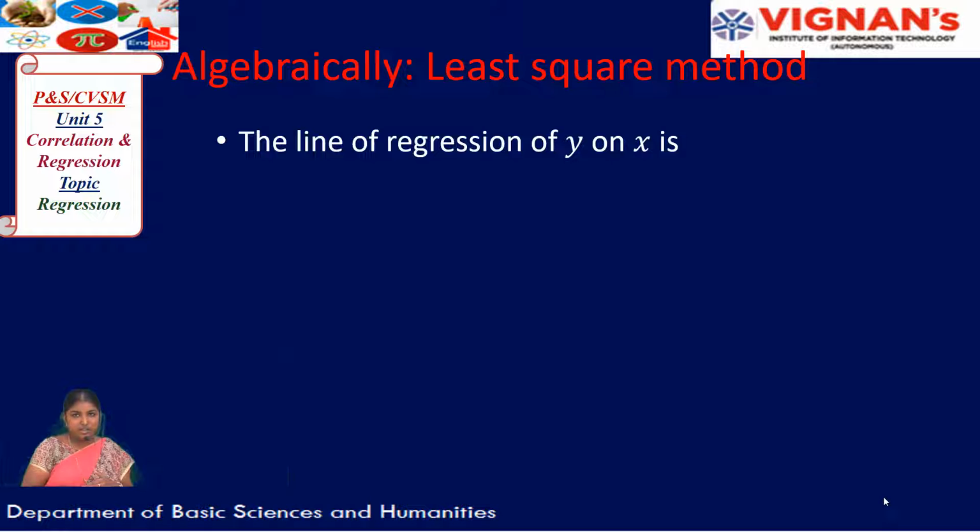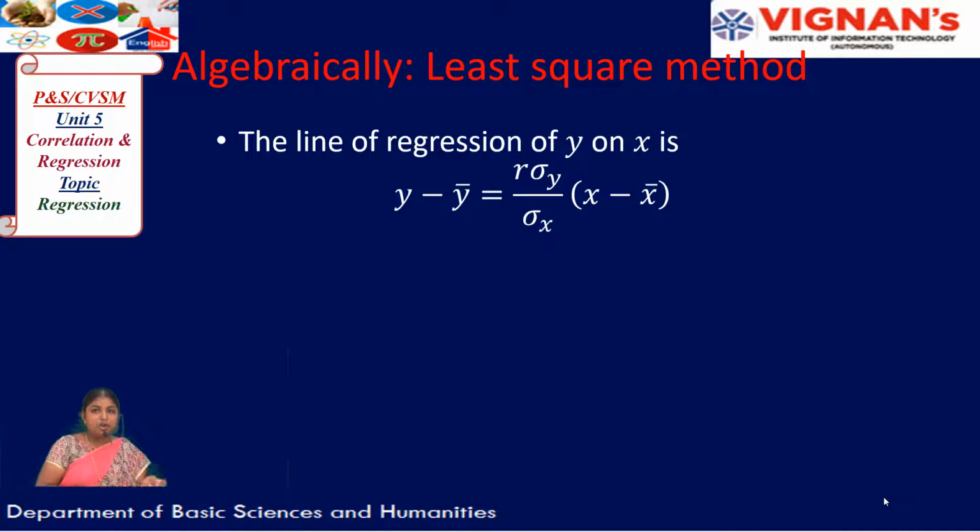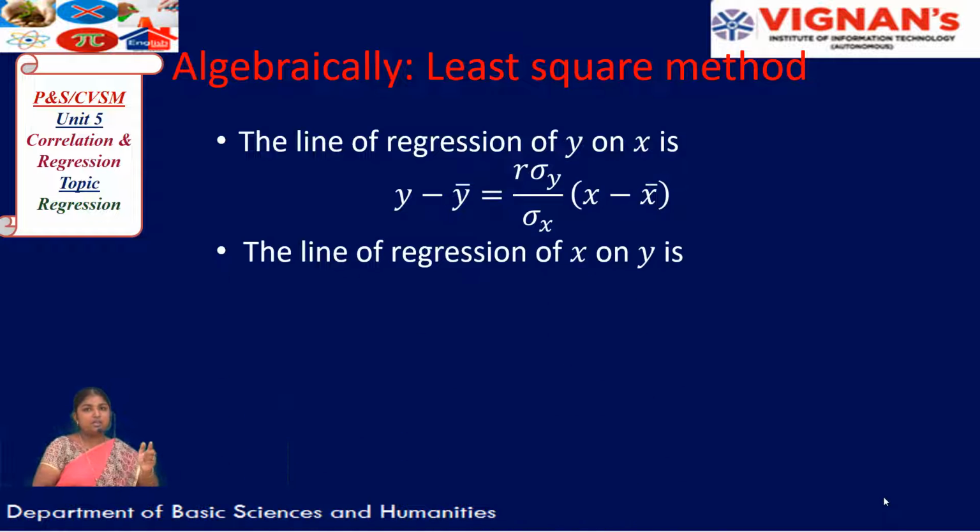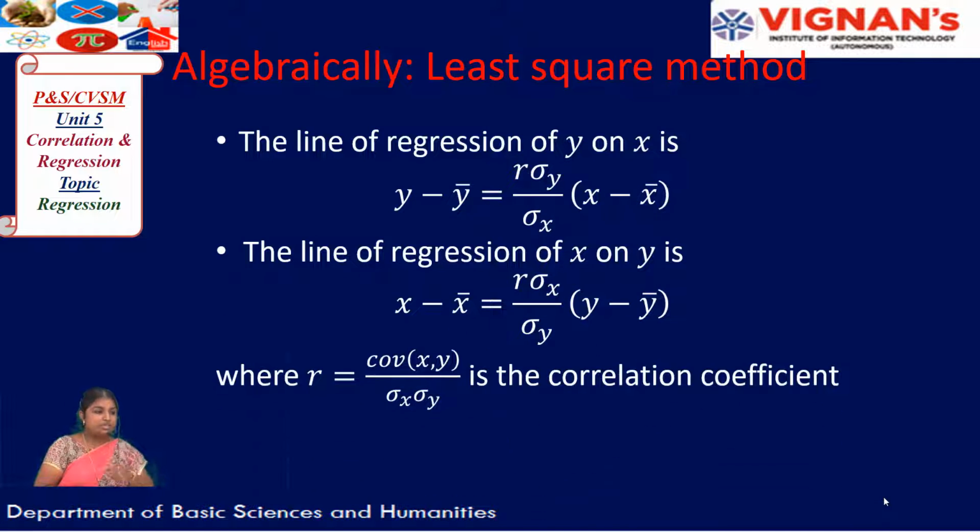The lines of regression, y on x and x on y, we are taking. Here one variable is completely dependent on another variable. In the y on x regression line, y is the dependent variable and x is the independent variable, so y is completely dependent upon x. The mathematical relation can be written as y minus y bar equals r into sigma y by sigma x into x minus x bar. I already told you regression is taken from correlation only.